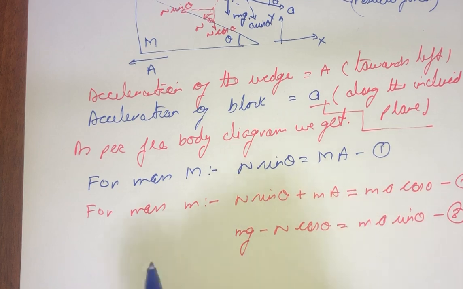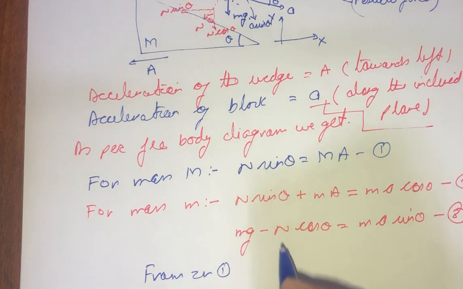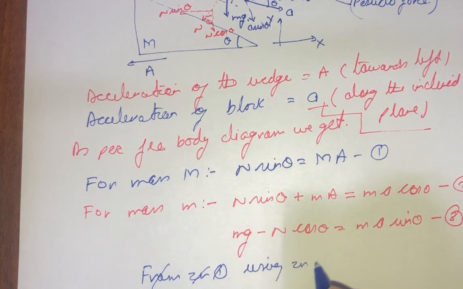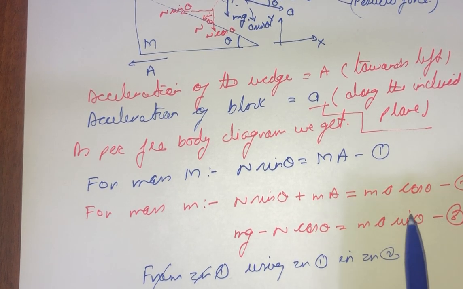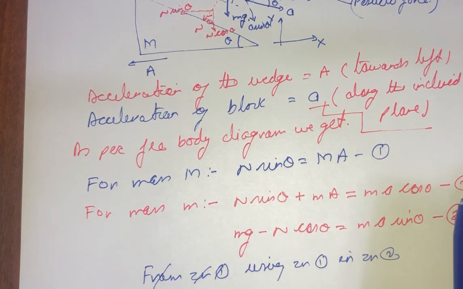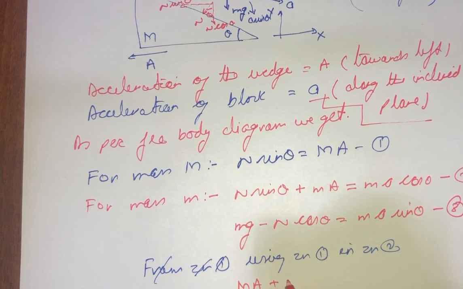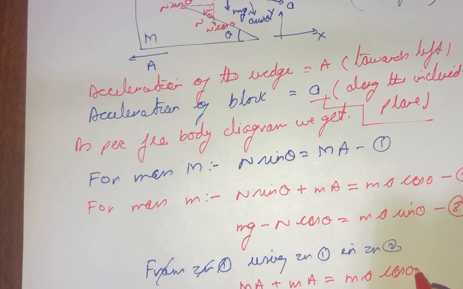Okay, so first, using equation 1 in equation 2, we are going to simply substitute n sin theta is equal to MA in equation 2. So we get this as capital MA plus small mA is equal to ma cos theta.